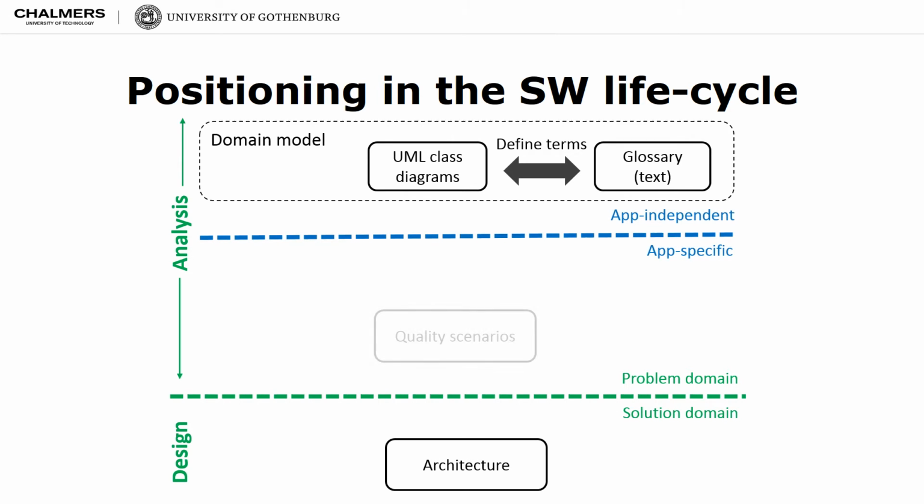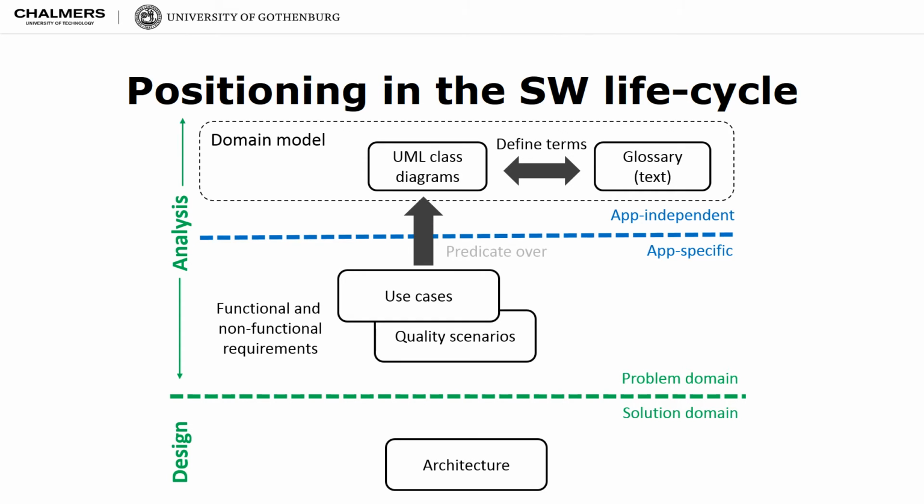We also talked about the distinction between domain model and requirements, and this distinction is more apparent if we consider that the analysis phase can be seen as divided into a more application independent part and a more application specific part, meaning that the domain model is a representation of the important concepts in the business environment, and this representation tries to be independent vis-a-vis the specific application that you are building, while the details and the specifics of the application are represented in the functional and non-functional requirements, which are respectively captured by use cases and quality scenarios.